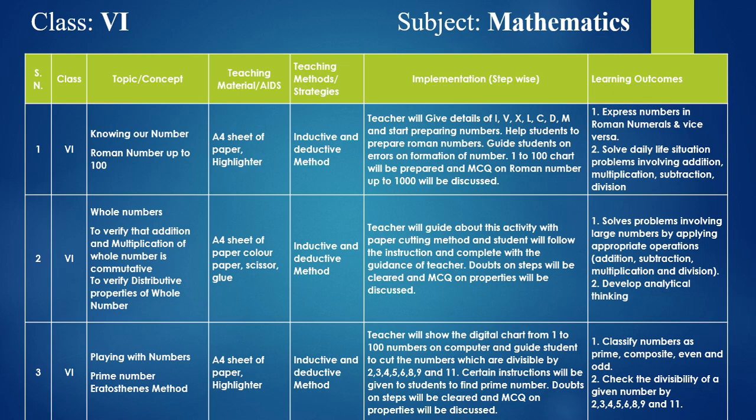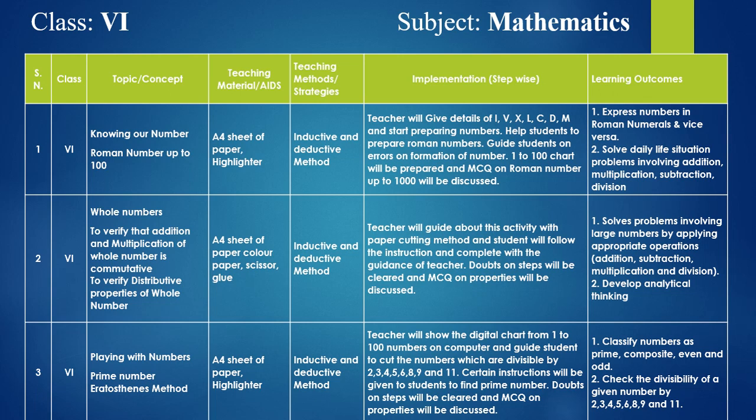Now, how to implement it stepwise. The teacher will give the details of I, V, X, L, C, D, M and start preparing the numbers. Help students to prepare the Roman numbers, and guide students on errors and the formation of the numbers. A 1 to 100 chart will be prepared and MCQs on Roman numbers up to 1000 will be discussed.